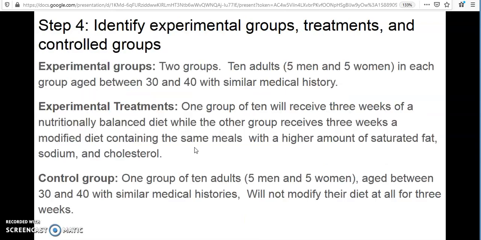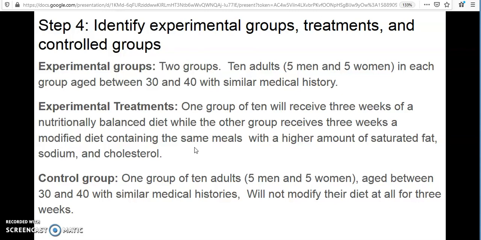Something to consider. Once you've identified your independent variable, your dependent variable, your controlled variables, it's now time to start identifying your groups: your experimental groups, which will be exposed to the changes in the independent variable; the treatments, which is essentially how you're going to change the independent variable for each group; and then the control group, which will basically let you understand if your results actually have any significance.